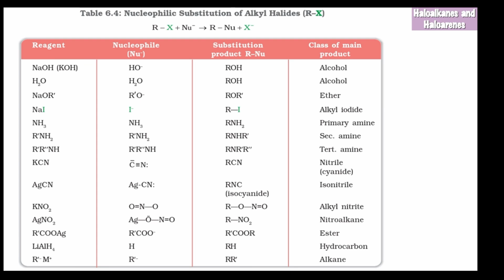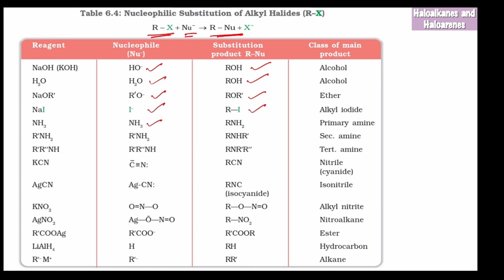Now here is a table showing different types of nucleophile and the substitution products formed. This is the alkyl halide, this is the nucleophile, this is the substitution product formed. So if the nucleophile is hydroxide ion, the product formed is alcohol. If the nucleophile is water, then also the product formed is alcohol. If the nucleophile is alkoxide ion, then the product formed is ether. If the nucleophile is iodide ion, then the product is alkyl iodide.